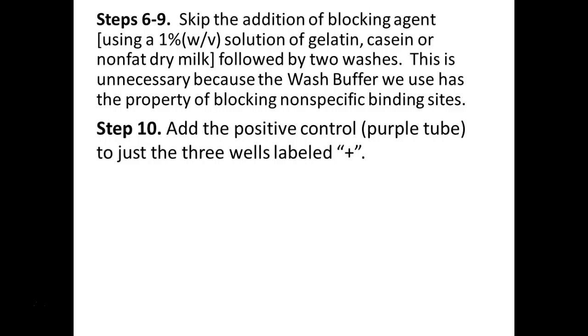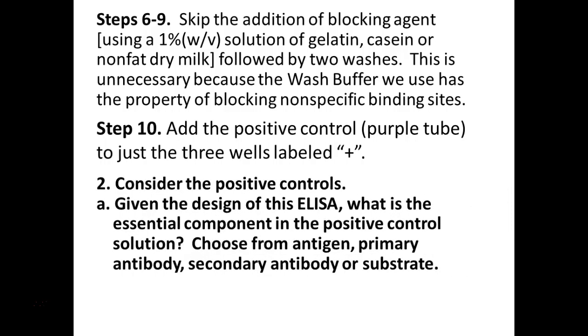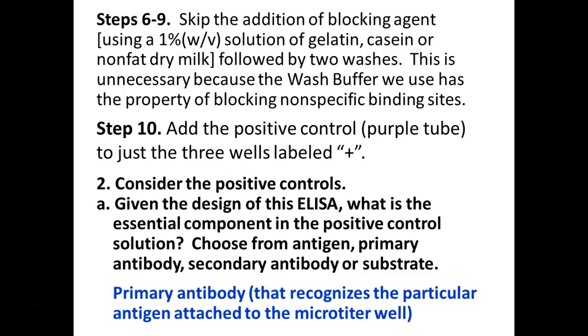So we're going to add to the plus wells, the plus tube, our positive control tube. And what does this tube contain? What are we testing for today? Which antibody? The primary, the primary antibody that binds to the antigen. So that's what's in your little tubes that have the plus on it that are blue.